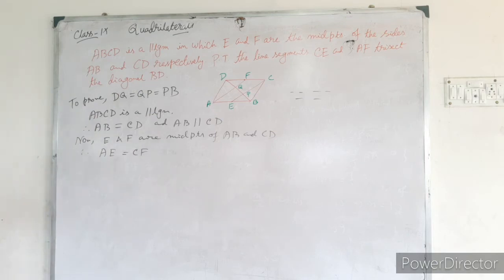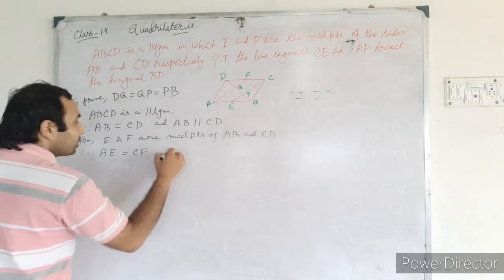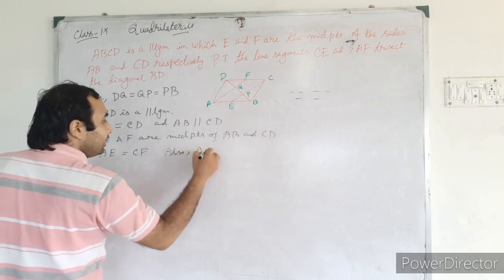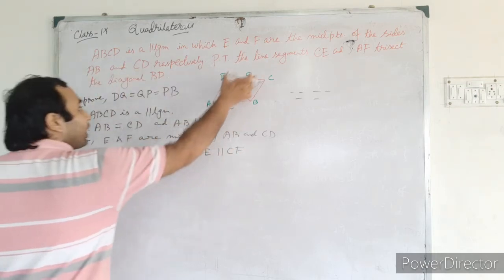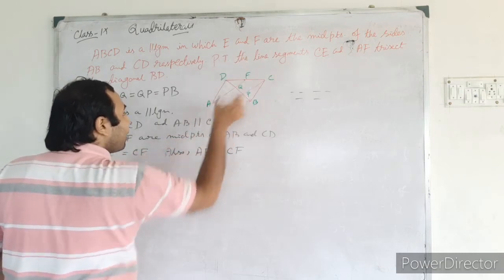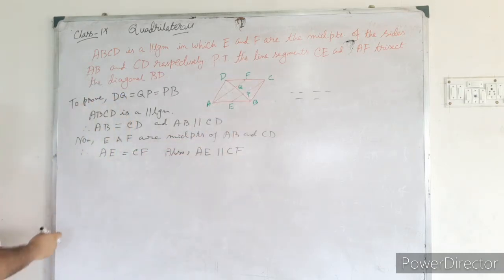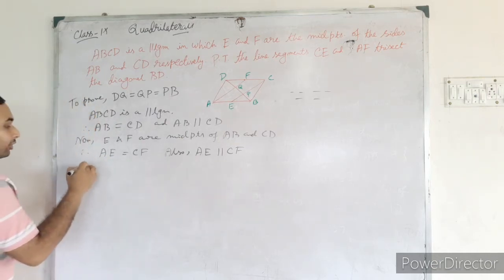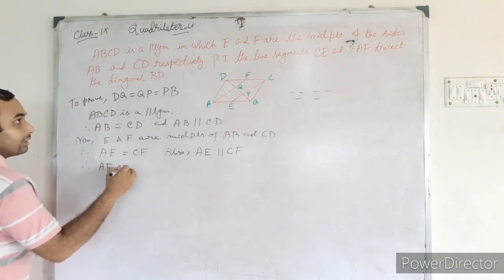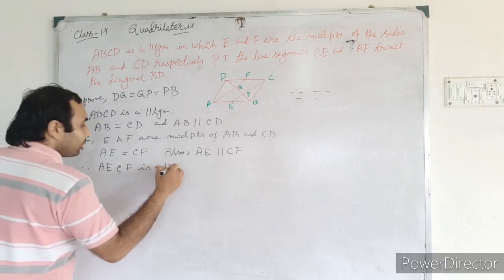So now AE is equal to CF, also AE is parallel to CF, because AB is parallel to CD, so obviously their halves will also be parallel. So AE is equal and parallel to CF. Now from these two facts we can definitely say AECF is a parallelogram.